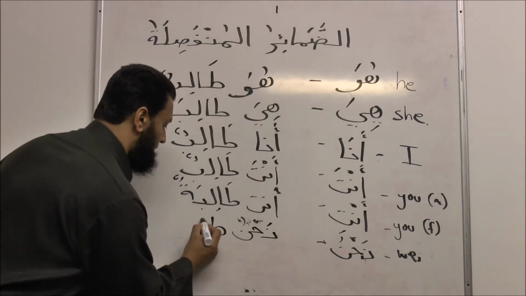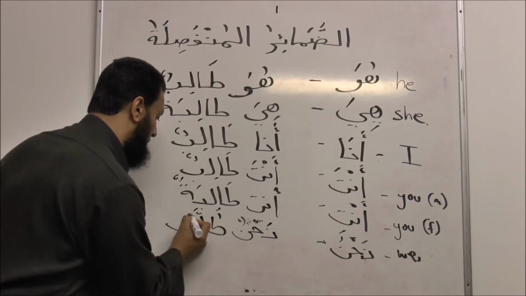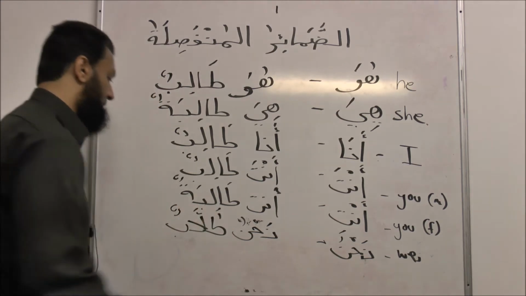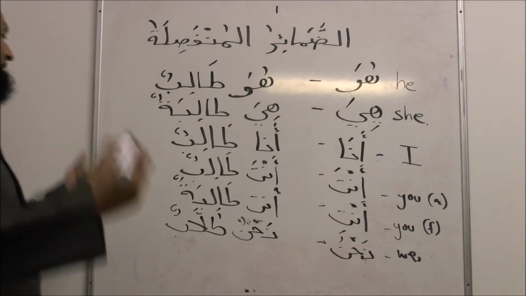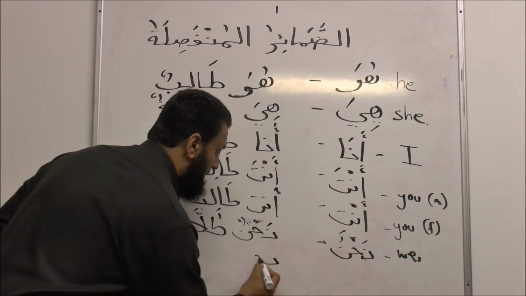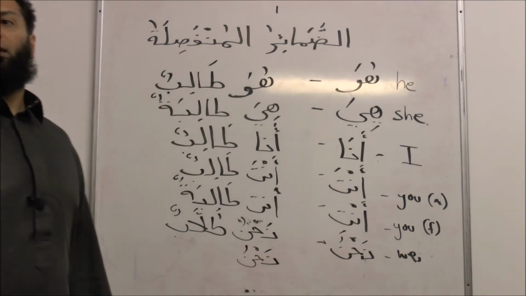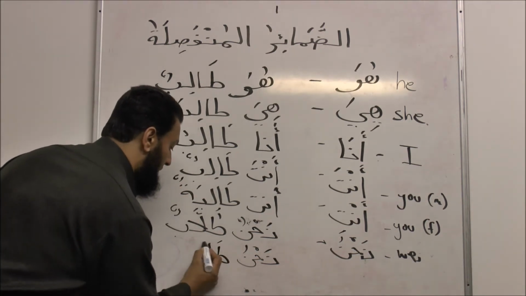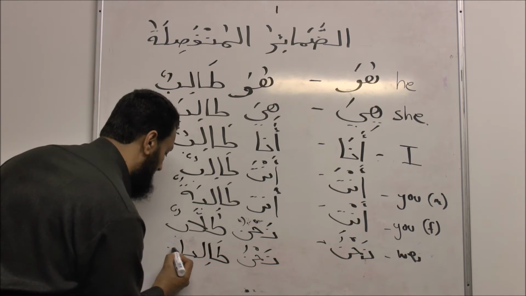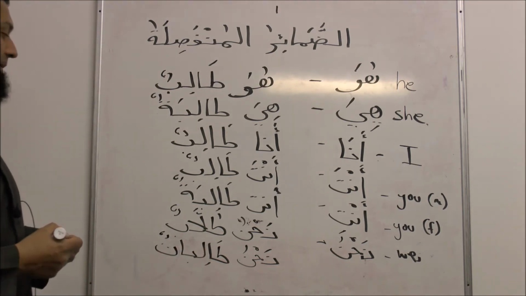nahnu طلاب. Okay, نحن طلاب. And if it was female, it is نحن. What's the word for female plural students? طالبات. نحن طالبات. Okay, نحن طالبات.